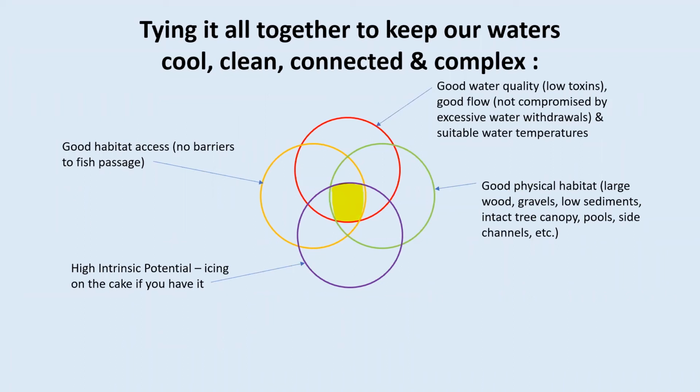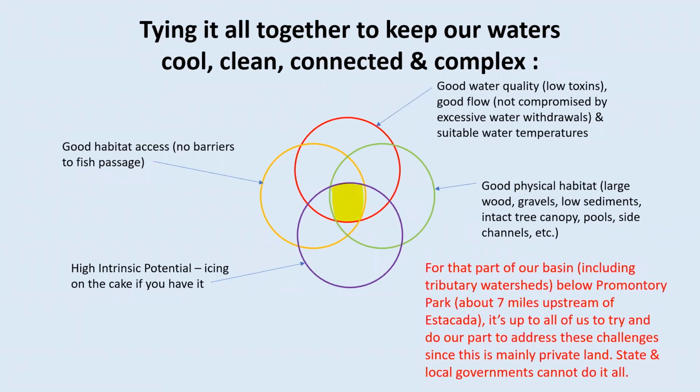So if you can get all these things, but even if you don't have the high intrinsic potential, if you can get those other things, you could really make a big difference to your place. And so to sum it up for the Clackamas River Basin, for that part of our basin, including the tributary watersheds like Eagle Creek and Clear Creek, below Promontory Park, which is 7 miles upstream of Estacada, I believe, it's up to all of us to try and do our part to address these challenges, since this is mainly all private land, as that map I showed you indicated. State and local governments just simply can't do it all.